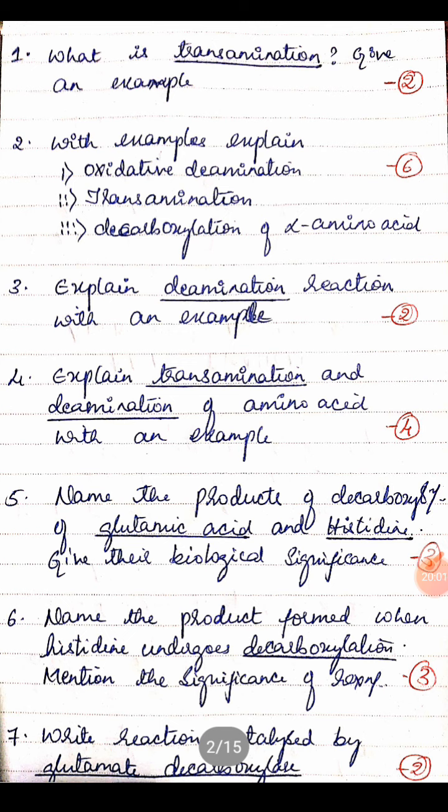So I have dealt all the 7 questions that are there in this part 1. I have dealt what is transamination, I have dealt oxidative deamination, transamination, decarboxylation of alpha amino acid. Again deamination I have dealt, transamination and deamination, yes. Name the products of decarboxylation of glutamic acid and histidine. I have told it is GABA and histamine, and their biological significance I have told as neurotransmitter in brain and in allergic responses of skin. And yes, histidine under decarboxylation, again antihistamine tablets for allergic responses. Write the reaction catalyzed by glutamate decarboxylase, that is nothing but formation of GABA.